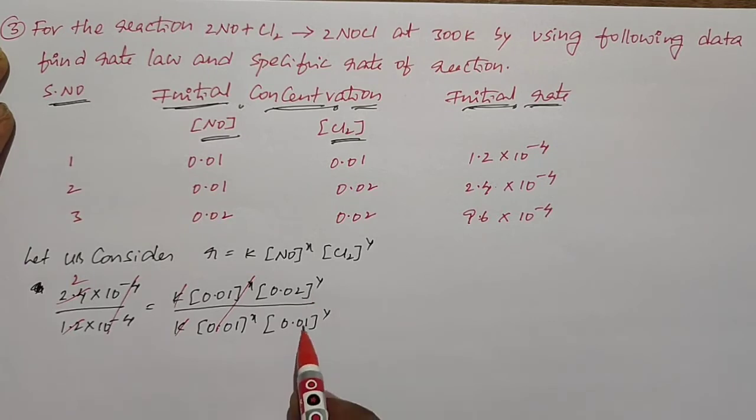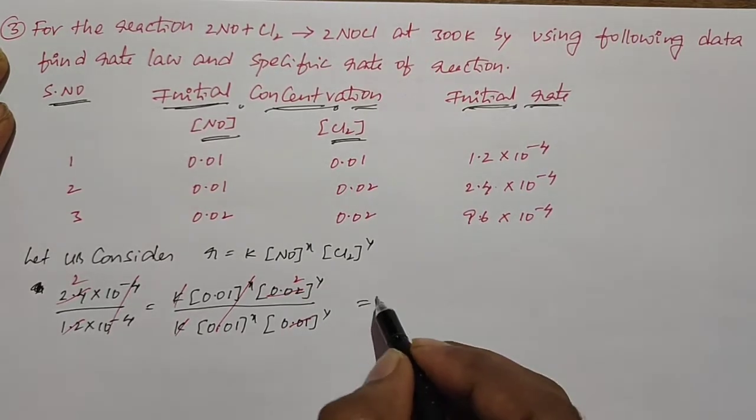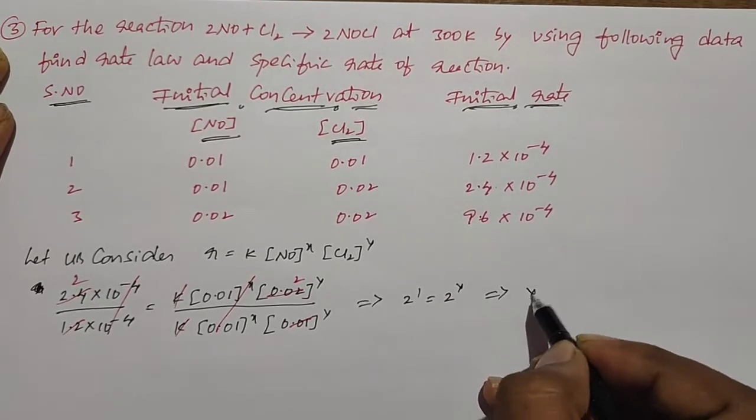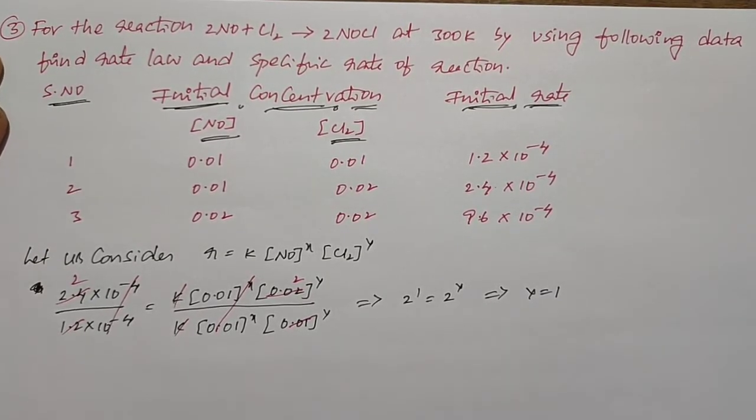a power m by b power m, then we can write (a by b) whole power m. So 0.01 will be cancelled for 2 times. So finally we get 2 power 1 is equal to 2 power y, that implies y is equal to 1. So we get the y value, that is 1.